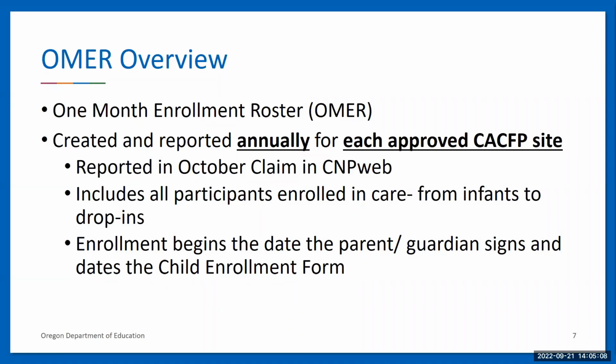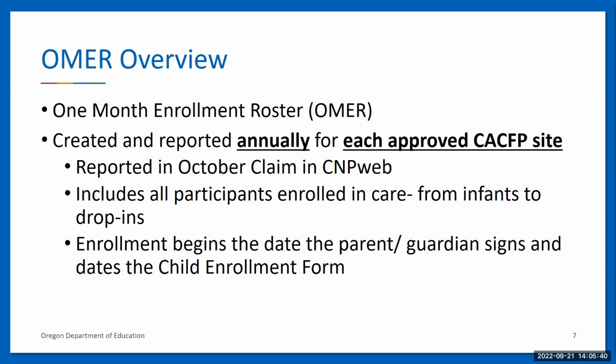Reporting means that when the first claim of the fiscal year is submitted, the numbers of free, reduced price, and above scale participants is submitted in CNP Web in the claim. For most sponsors, the report month is October, as that is the start of the fiscal year. The OMER includes all participants enrolled in care. This includes infants and drop-in participants. Drop-in participants are those who do not have a regular schedule at the center. Both of these groups must be listed on the OMER.